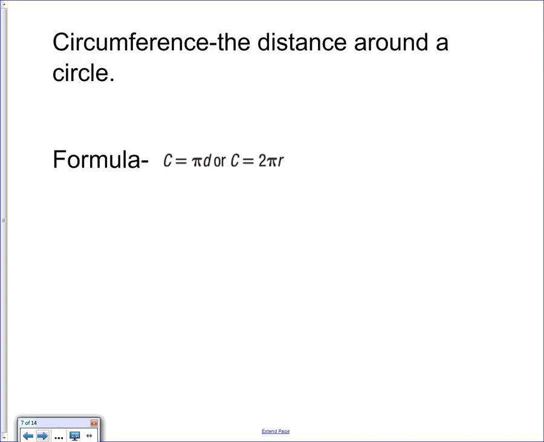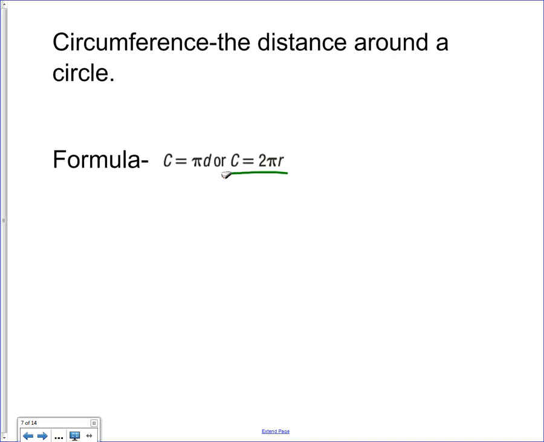The circumference is the distance around a circle. Think about that as like a perimeter. So the perimeter of a square is the same kind of thing as the circumference of a circle. The way we find that is circumference equals 2 pi r. We can also use the diameter. Circumference equals pi d. Again, d is equal to 2r. So these two are just a substitution of each other, but they're the same thing.